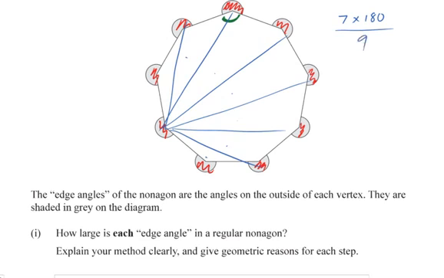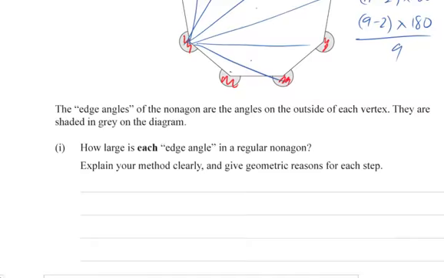There's another way using a formula. What is it? 180 times n minus 2. So that would be 9 minus 2, which is 7, times 180. And then we'd divide that by 9 as well to give us the same result. Now if you do that, what's the answer you get? 7 times 180 divided by 9 is 140. So each of those angles is 140.